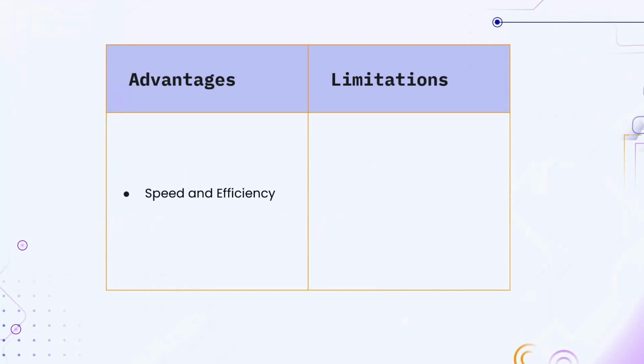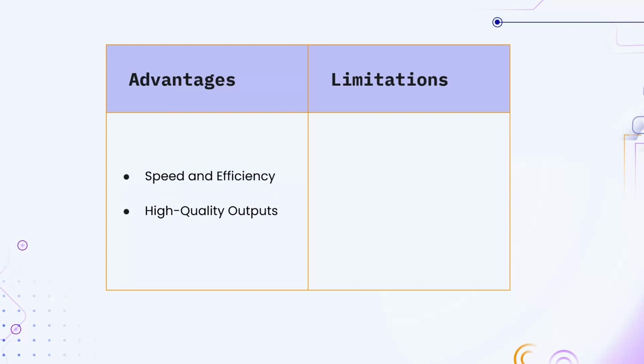The first advantage is speed and efficiency. AnimateDiff-Lightning is designed for lightning fast text to video generation, significantly reducing the time required to create animated content. The model generates videos over 10 times faster than the original AnimateDiff, making it ideal for rapid prototyping and content creation.